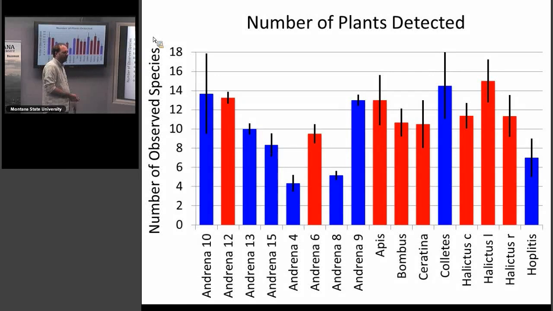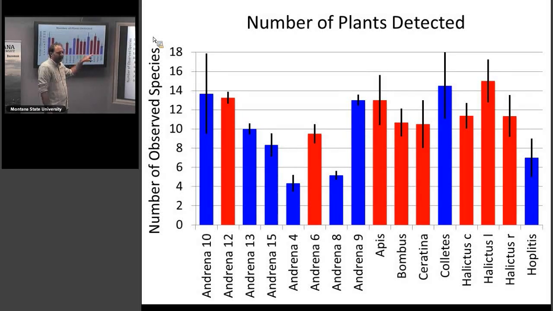So here, I'll just remind myself. We've got generalists in red and specialists in blue. And you can see that they're really both all over the place. So even if you're a quote specialist, you might have 14 different plants that you visited based on your chloroplast set.